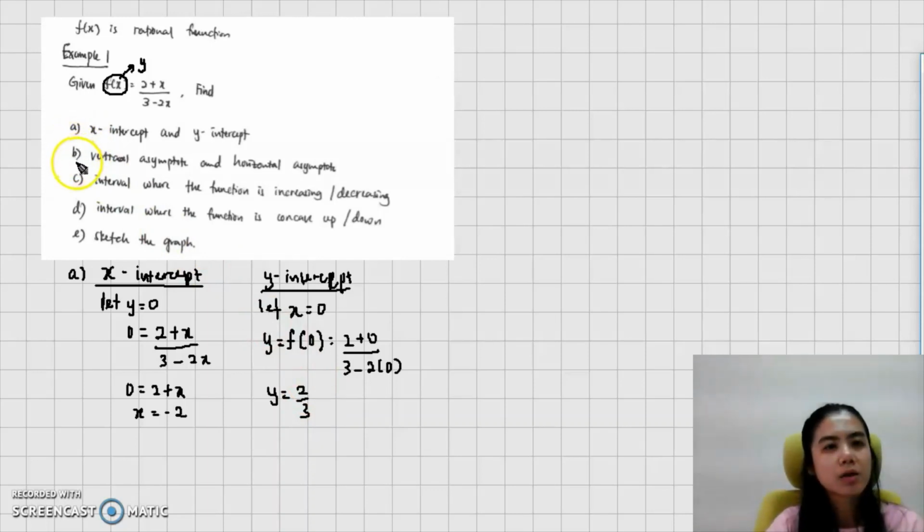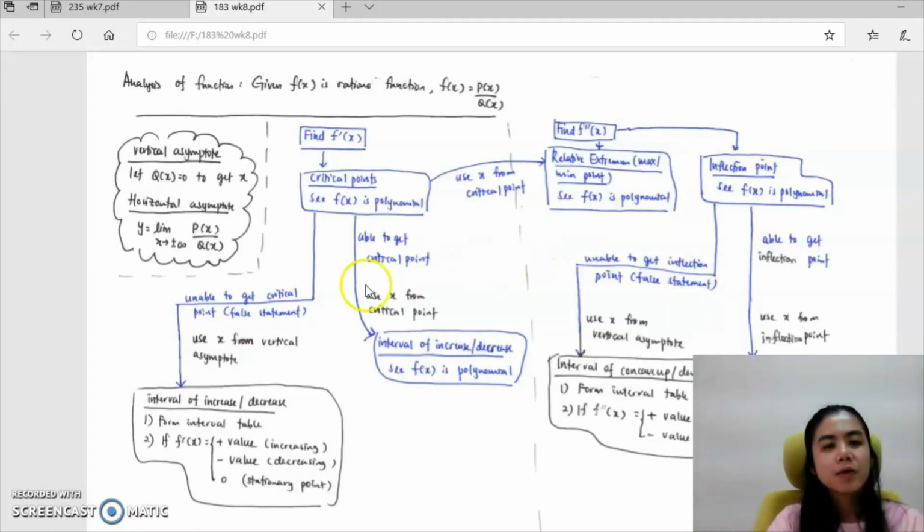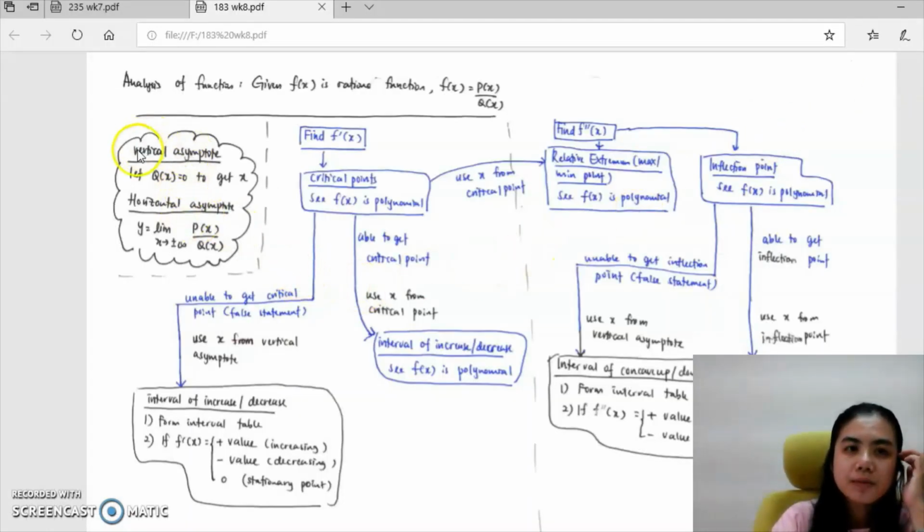So we are talking about vertical asymptote. If we are talking about vertical asymptote, that is the time we're going to refer to our flowchart. Let's look at the flowchart. It says let your q(x) equal to 0 in order to get your x for the vertical asymptote. What is your q(x) here? Your q(x) is actually your denominator.